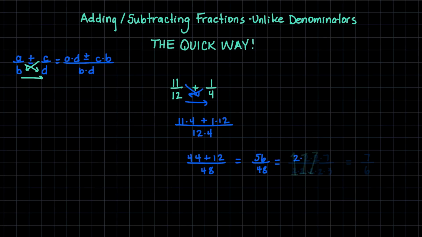56 is 2 times 2 times 2 times 7. And 48 is 2 times 2 times 2 times 2 times 3. So we have a common factor of 2 that simplifies to 1. Another common factor of 2 that simplifies to 1. Another common factor of 2 that simplifies to 1. And we're left with 7/6 as our final answer.